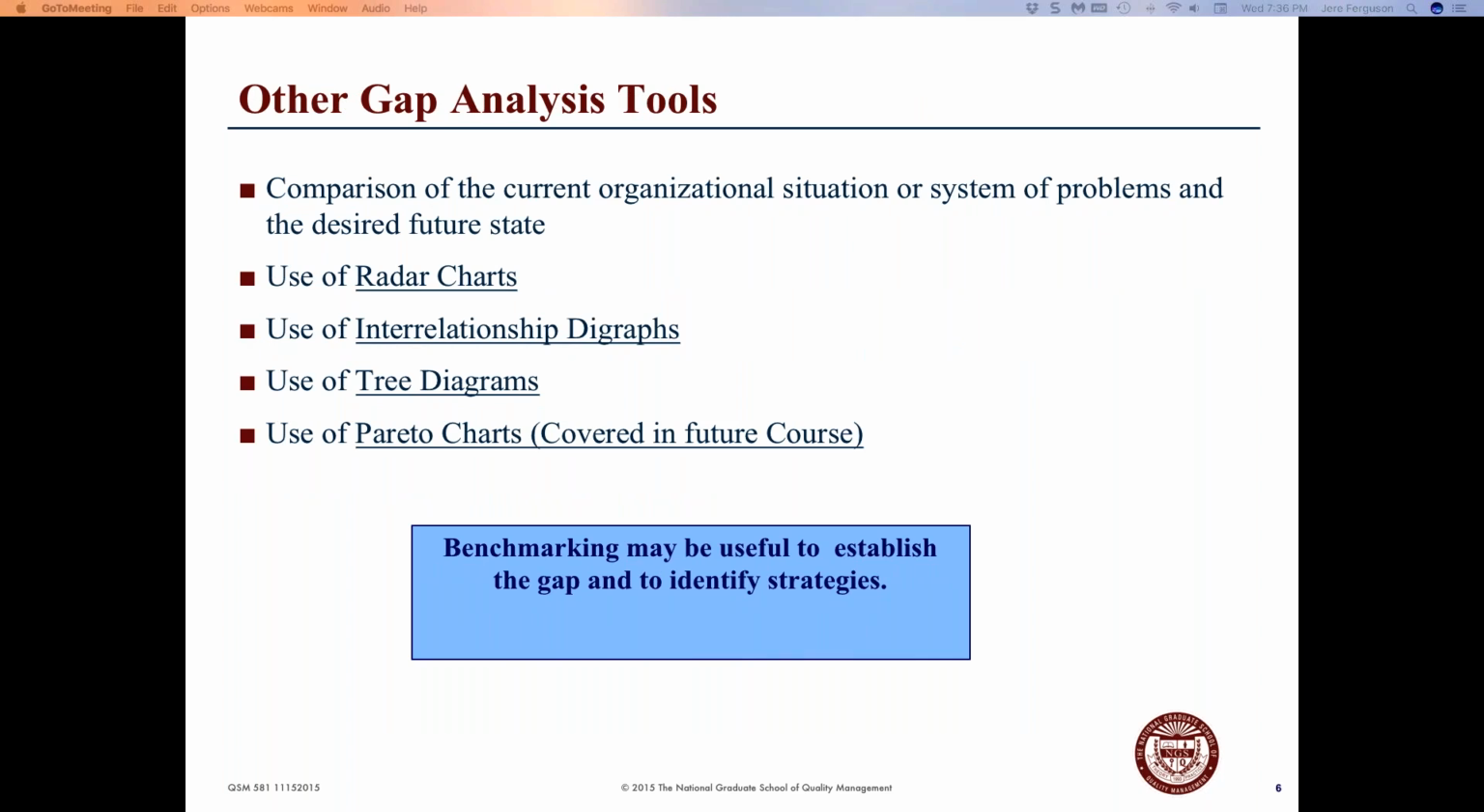As far as tools that we often use for measuring the progress and the process in gap analysis, a lot of these are things that you've already seen previously, just to reinforce how we use them. Comparing the current organizational situation or system of problems and the desired future state. One of the most common is the radar chart, which is very effectively used for that, and we'll talk about it in detail. The interrelationship diagram, a tree diagram, and the Pareto charts are four key tools that we use quite a bit in gap analysis.